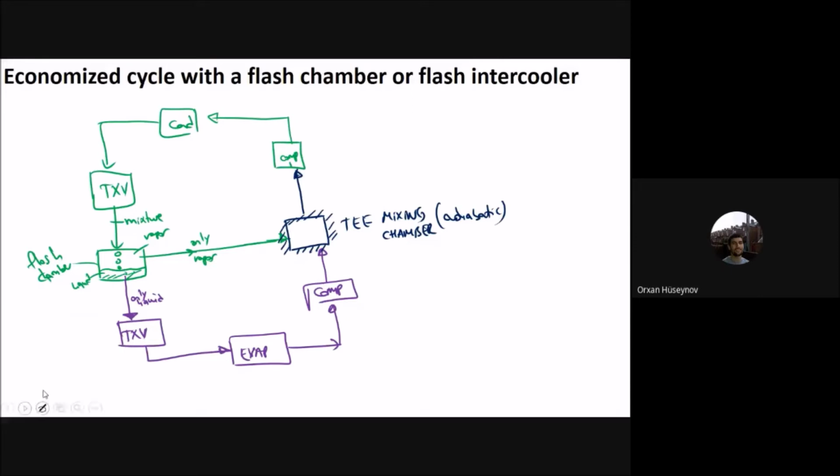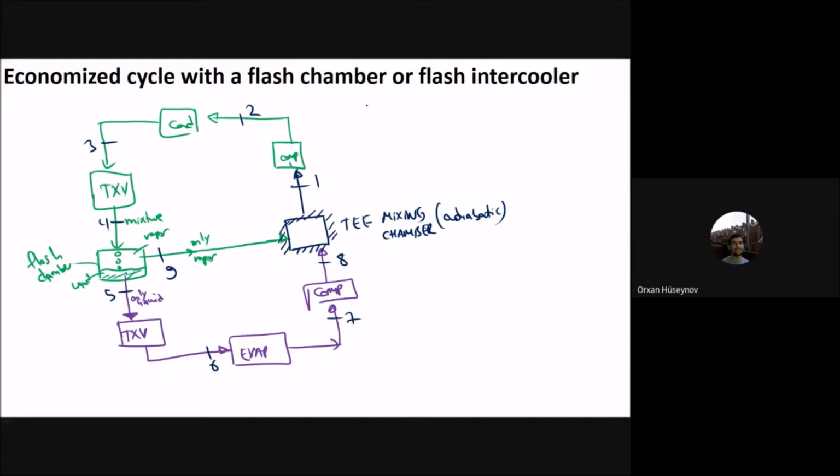Okay, so I can put the numbers here. This one is 1, this one is 2, and this one is 3. This one is 4, and then you will have that 5. You have 6. You have 7 and 8. Here you will have the 9, and back to 1 here. Okay, this is the economized cycle with a flash chamber or the flash intercooler.